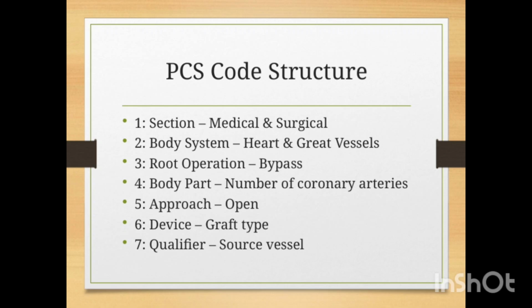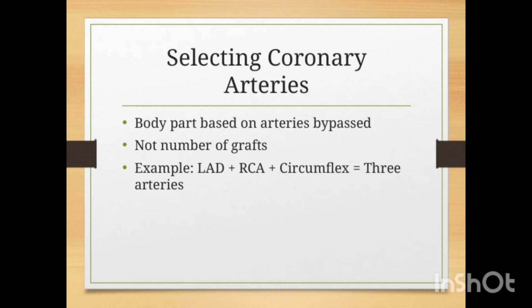Let's talk about how we categorize bypass grafts based on the arteries they are connected to, rather than just the number of grafts. For example, if a patient has grafts to the LAD, RCA, and circumflex arteries, we refer to this as 3 arteries being bypassed. This approach helps us understand the scope of the coronary disease more clearly.